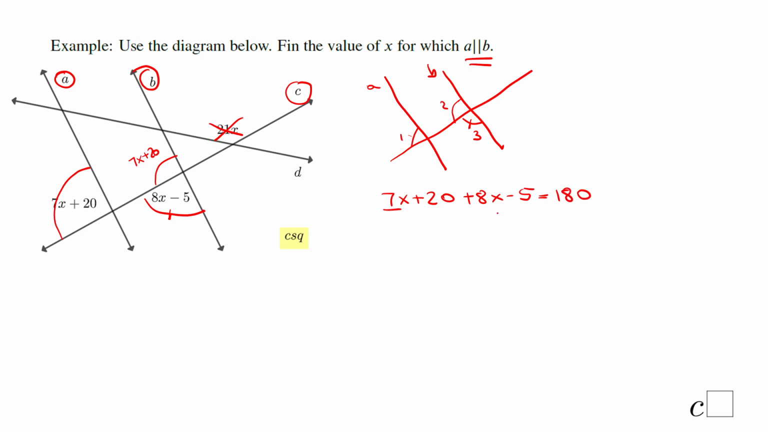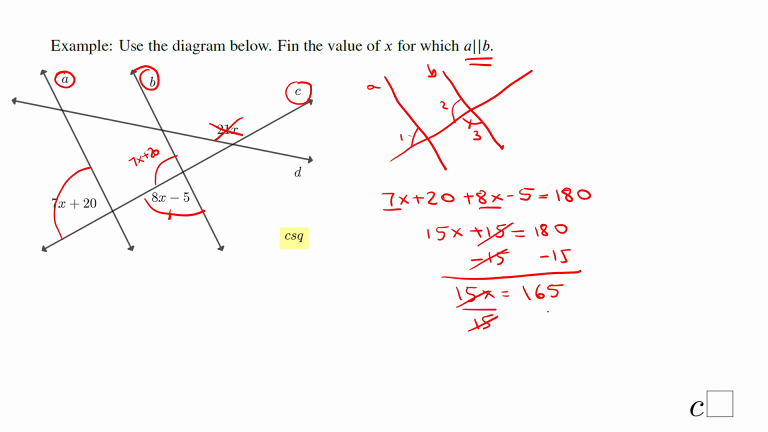And then we have 7x plus 8x, 15x, plus 15 equals 180. Subtract 15 on both sides. And we have 15x equals 165, divided by 15. And that means x equals, I think 11, but let me be sure. Yeah, x equals 11.